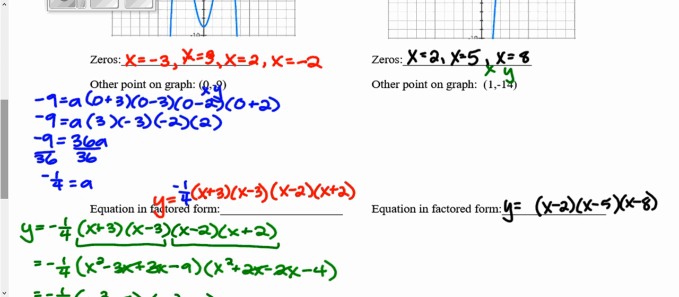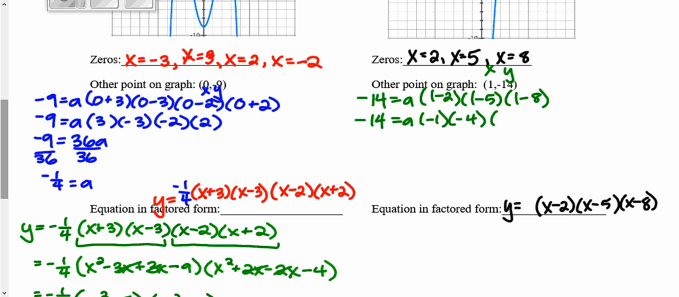And so I'm going to plug in a negative 14 for the y. And then remember, I call that value that we're searching for a. And then I'm going to replace all the x's with a positive 1. So 1 minus 2, 1 minus 5, and 1 minus 8. Now I'm going to simplify this. So that would be negative 1, negative 4, and negative 7. So if I multiply all that together, that gives me a negative 28. So negative 14 equals negative 28a.